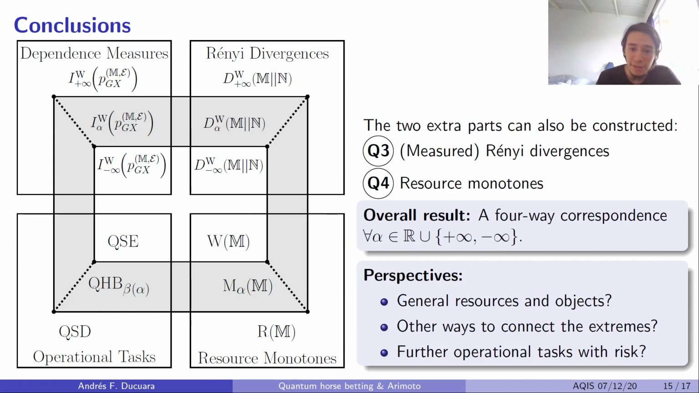Finally, as perspectives, we have done it for something very specific, which is measurements and the resource of informativeness. We want to know whether this, or something similar, could hold for additional resources and additional objects like states or channels, as well as probably there could be other ways to connect extremes. And also we're interested in looking at further operational tasks with this concept of risk.